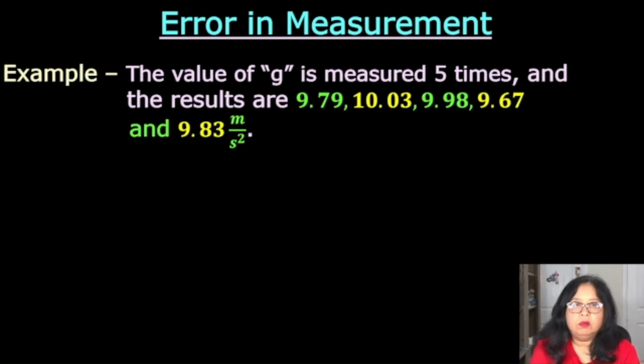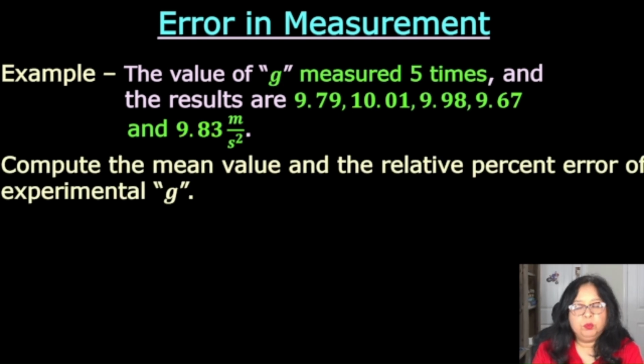First problem, the value of g. My favorite acceleration due to gravity on the surface of Earth is measured 5 times, and the results are 9.79, 10.03, 9.98, 9.67, and 9.83 meters per second square. What are we asked to do? We are asked to compute the mean value and the relative percent error of experimental g.